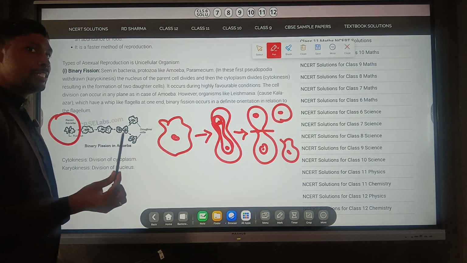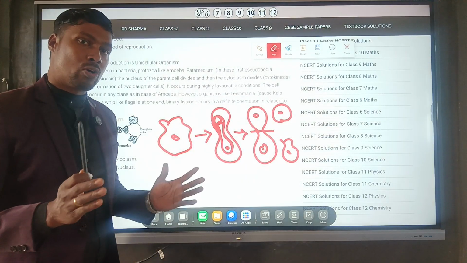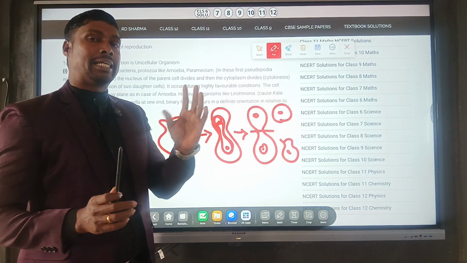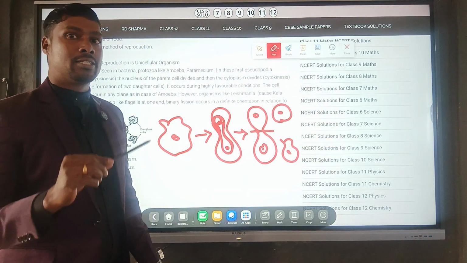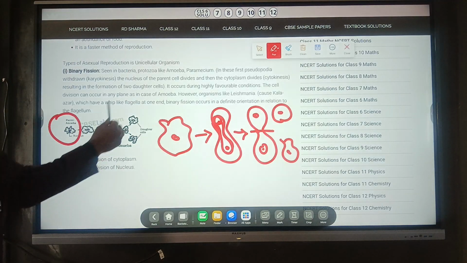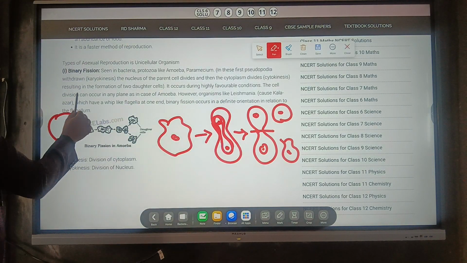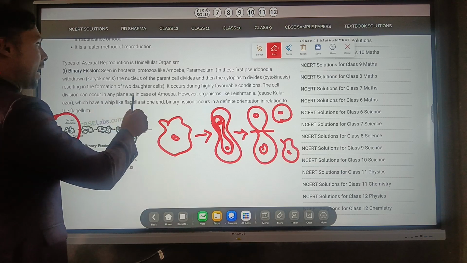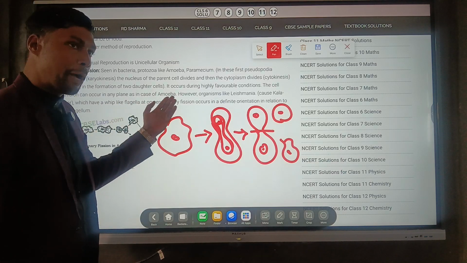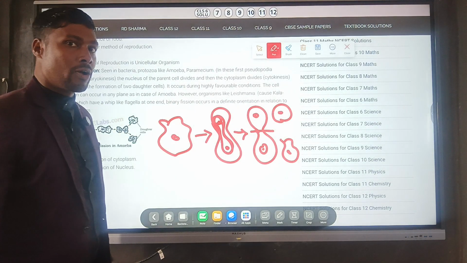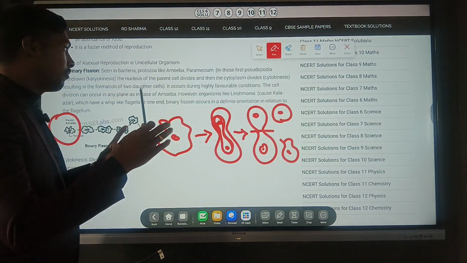So when will this division happen? It happens when the cells get a favorable situation and condition. At that time only, the cells are going to divide. It occurs during highly favorable conditions. The cell division can occur in any plane, as in the case of amoeba. Amoeba does not have a fixed shape.